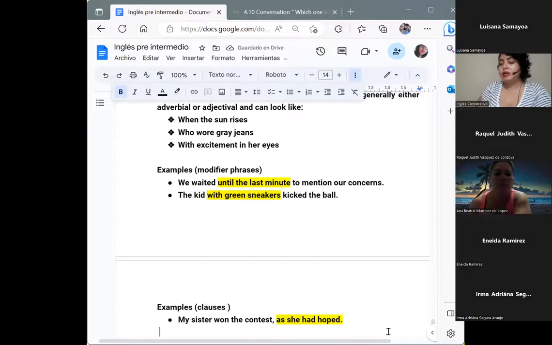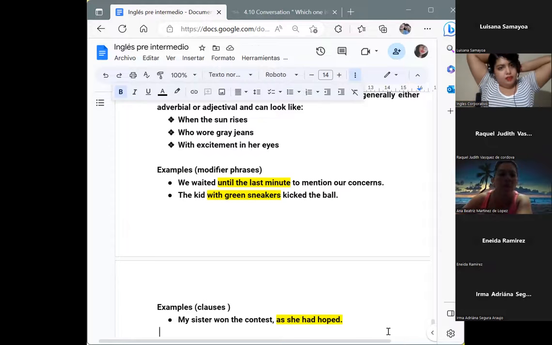Aquí tenemos nuestras cláusulas. Ustedes saben que las cláusulas básicamente son dos oraciones que unidas por una coma tienen un significado nuevo. Podemos utilizar oraciones simples, ¿verdad? Que no necesiten llevar dos partes y que funcionan bien de esa manera. Pero también tenemos las otras, que son esas oraciones en las que separadas por comas nos van a dar como un significado nuevo. Aquí tenemos la oración, the first one. My sister won the contest. Mi hermana ganó el concurso.